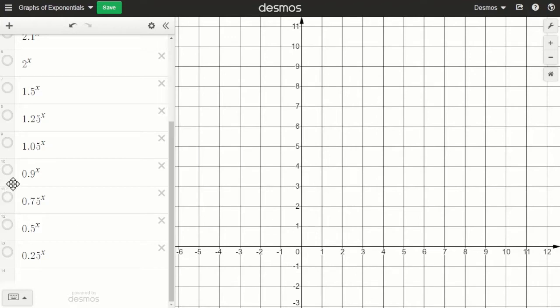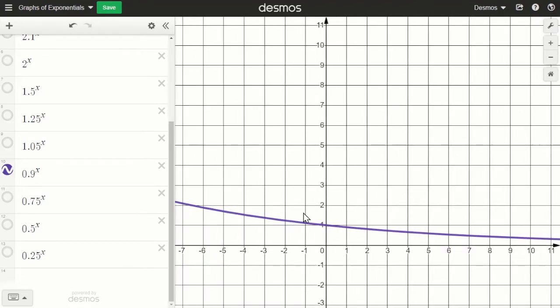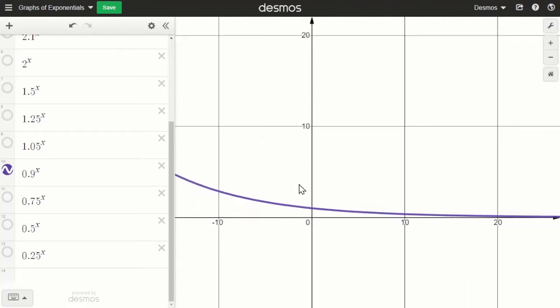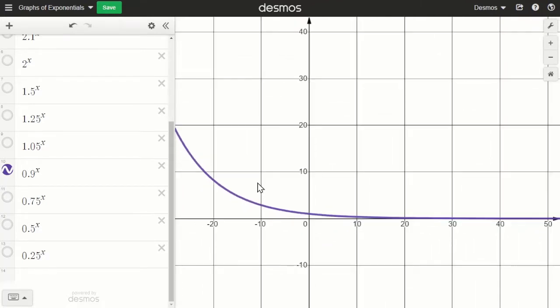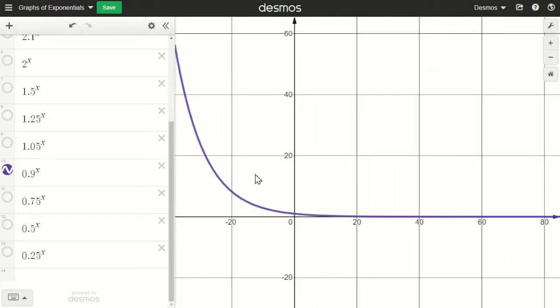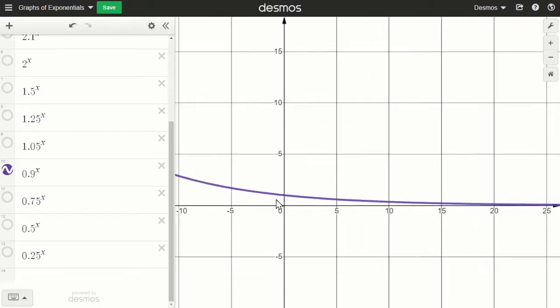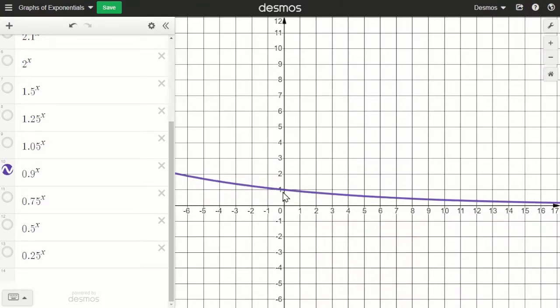And then 0.9 to the x. With the base being pretty close to 1 now, the graph looks quite flat. But if I zoom out far enough, the graph still displays that same nature. It's a one-way falling graph, falling from the left to the right, and the intercept on the y-axis is at (0, 1). Again, this graph in purple stays above the x-axis.